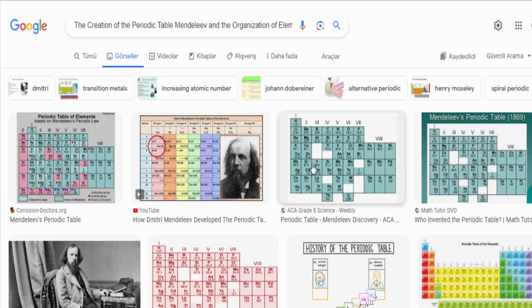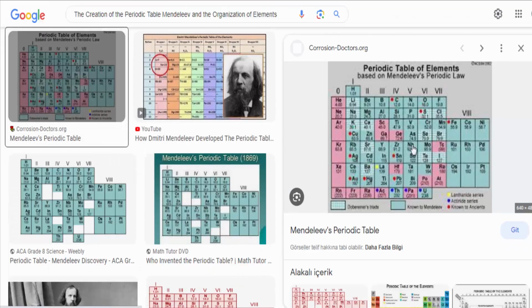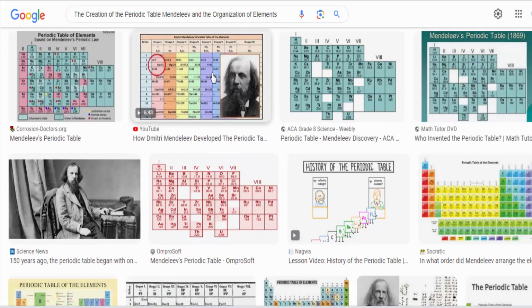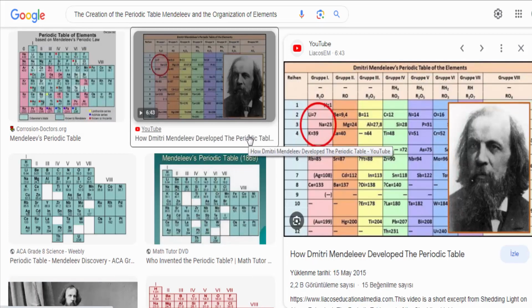The creation of the periodic table is one of the most significant achievements in the field of chemistry. It provides a systematic way of organizing the elements based on their properties and has played a crucial role in understanding the behavior and relationships between different elements. The Russian chemist Dmitry Mendeleev is widely credited with the development of the periodic table.